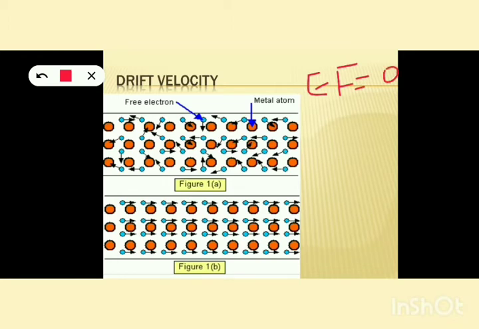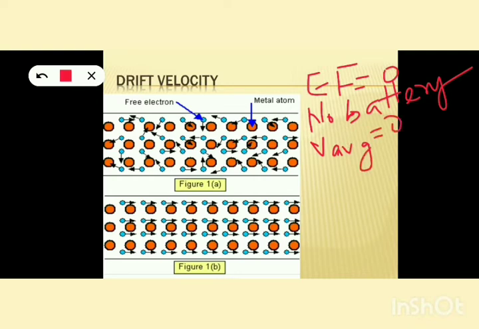So in the absence of electric field means what? Without battery. No battery is there. So the first figure represents the case without battery. Now, in the absence of battery or in the absence of the electric field, the electrons move in random motion. So whenever the electrons move in random motion, their average velocity will be 0. Okay, the velocities will cancel and the average velocity is 0.